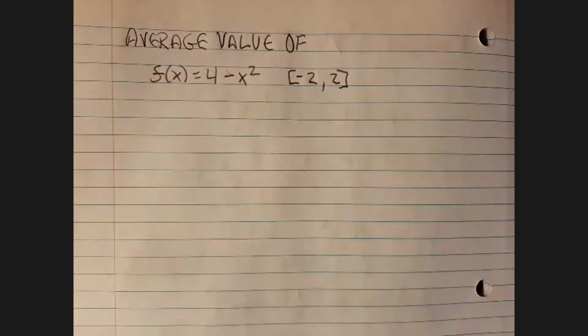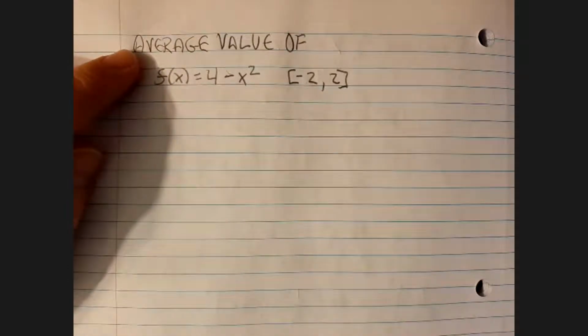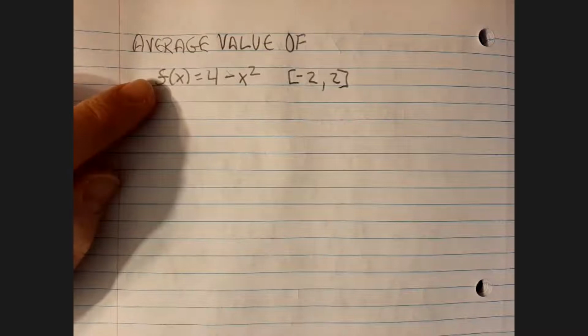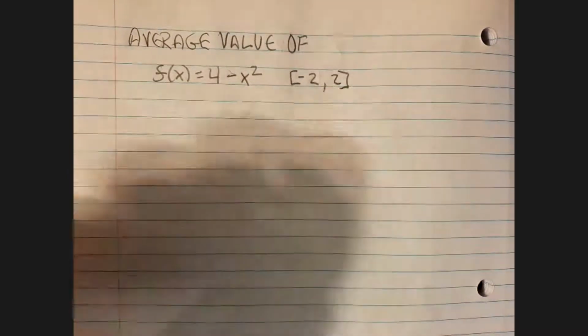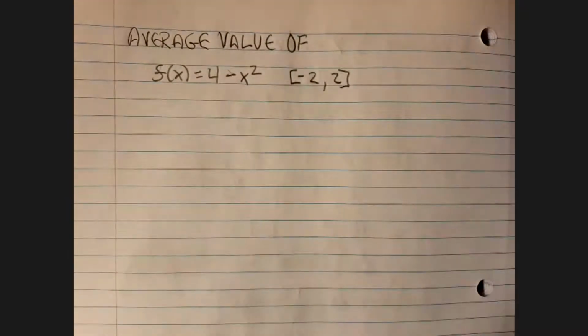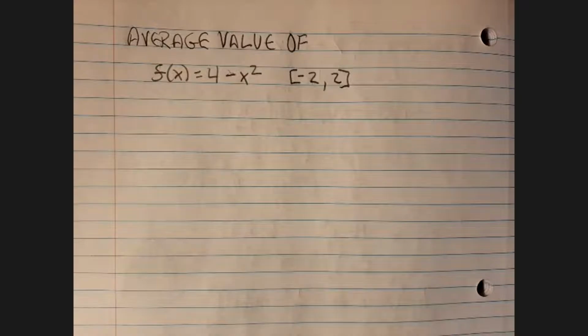All right, guys, Mr. Antonucci here, and today we want to calculate the average value of a function. We're going to use this example of 4 minus x squared on the interval -2 to 2. I'm going to show you a couple ways of calculating this value, and I also want to show you some of the things from a graphical perspective. In fact, let's start off with that graphical perspective.